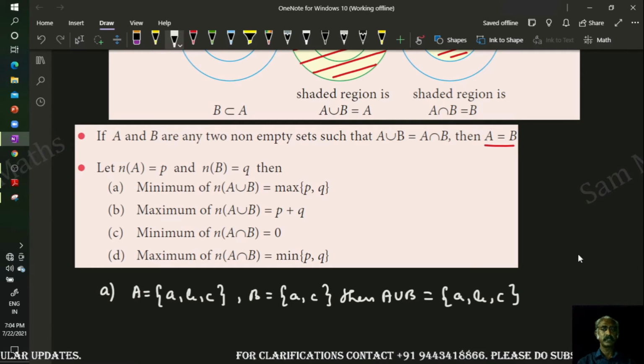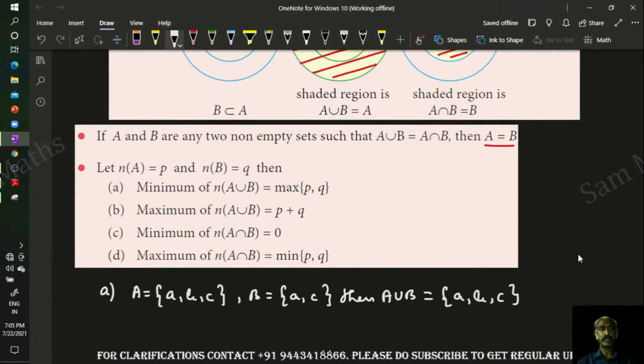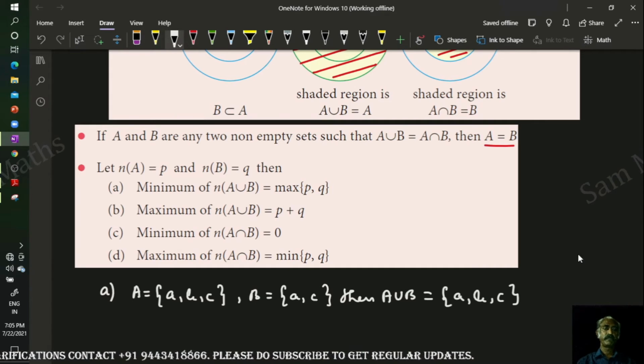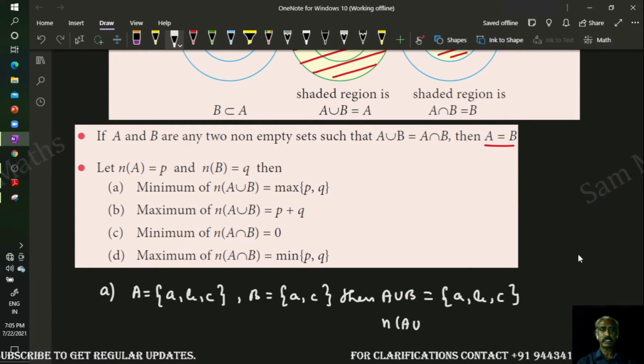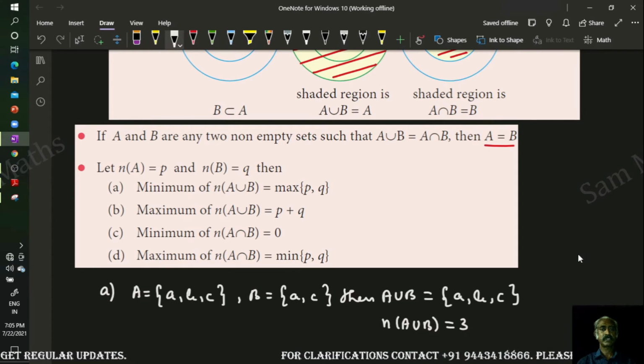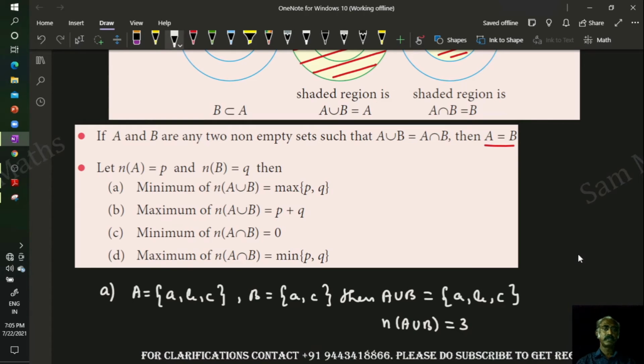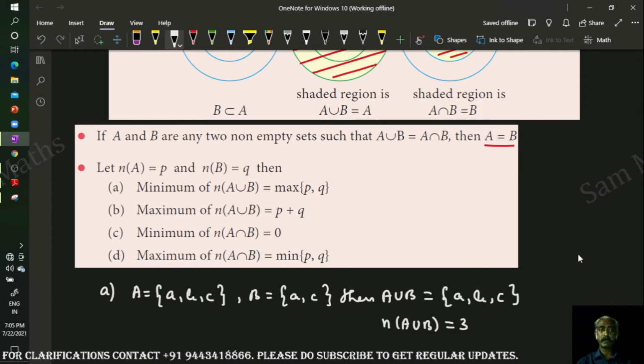Am I right? So it's very clear that the minimum of n(A union B) is the maximum of p and q. That is, in the A set you have 3 elements, in the B set 2 elements. The maximum of 3 and 2 is 3. Therefore, we are getting n(A union B) is equal to 3. Okay, children? That is the maximum of 3 and 2. This is the minimum of n(A union B). Next is the maximum of n(A union B).